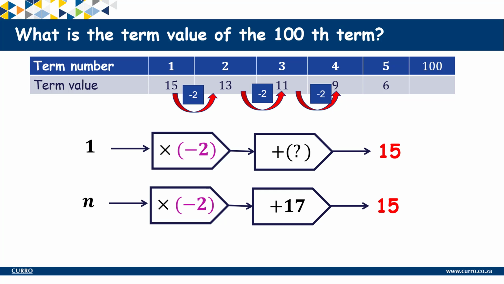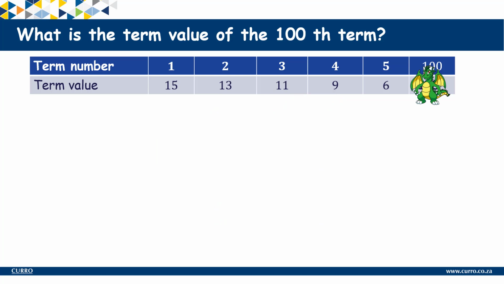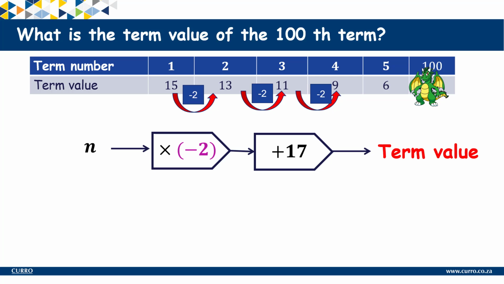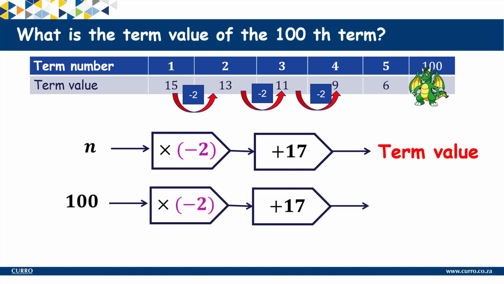We have to test that. What if n is 2? 2 times negative 2 is negative 4. And if we add 17, we get 13. So it works. So we've got our rule. So what is the term value of the 100th term? Let's use our rule. n is the term number, times negative 2 plus 17 must give me the term value. 100 times negative 2 is negative 200, plus 17 is negative 183. So we found the term value. Do you see? It's just like finding the output value.